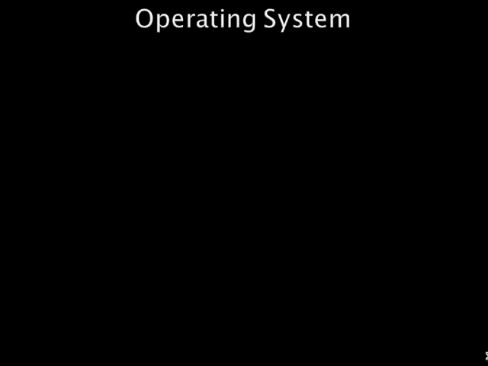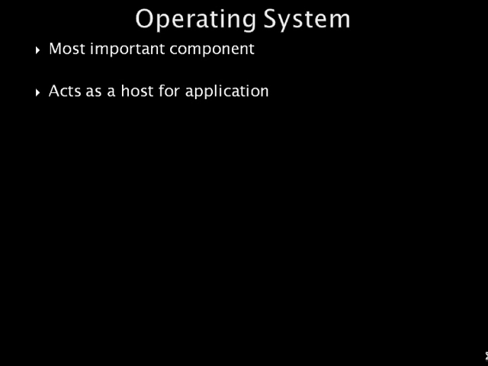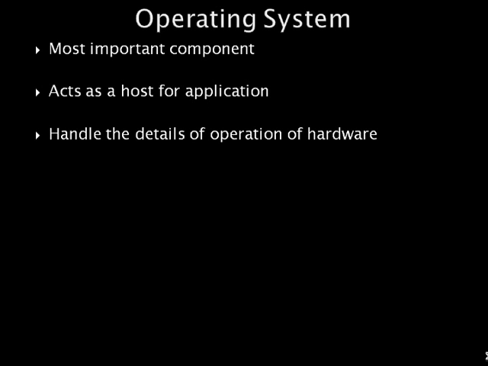Operating system. The operating system is the most important component of the system software. The operating system acts as a host for applications that are run on the machine. As a host, one of its purposes is to handle the details of the operation of the hardware. This relieves application programs from having to manage these details and makes it easier to write applications.